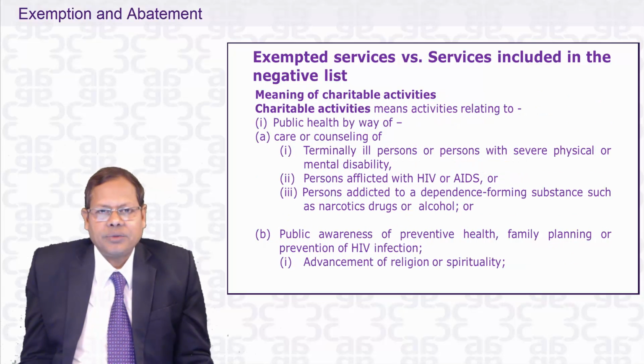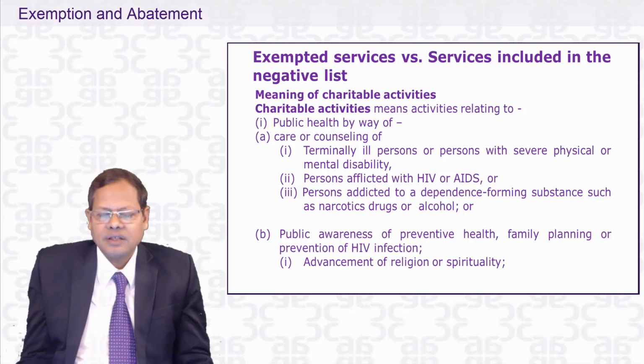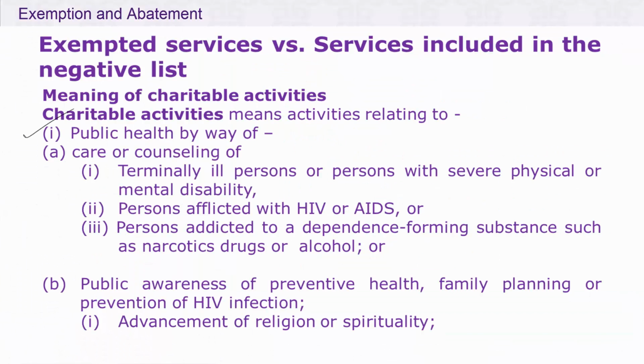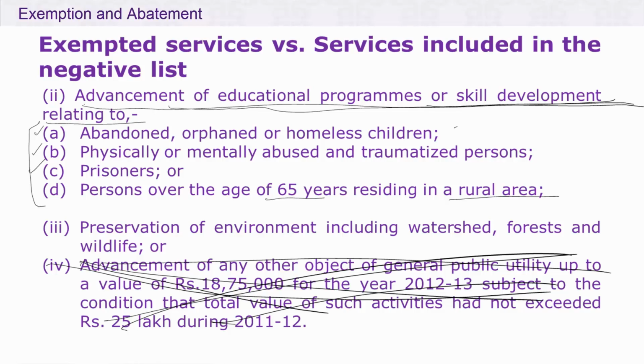Okay. Meaning of charitable activities. This is very important. Already we discussed at length, and just to go through. Number one, public health. So they have given under part A three areas, 1, 2, 3. Care or counseling of terminally ill persons or persons afflicted by HIV, AIDS, or addicted to a dependence forming substance such as narcotics, drugs, those who are addicted to narcotics, drugs, drug addicts. So then part B, this is public awareness of preventive health, family planning, etc., advancement of religion or spirituality, etc., and advancement of educational programs or skill development relating to these key categories, which we have already discussed anyway.